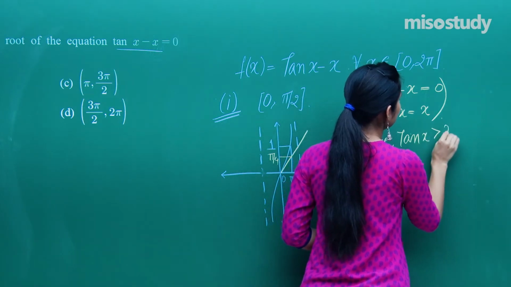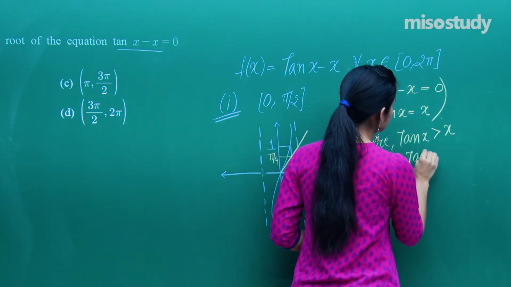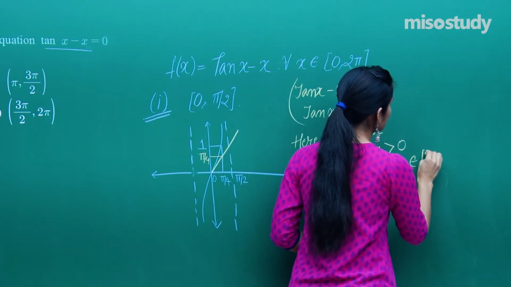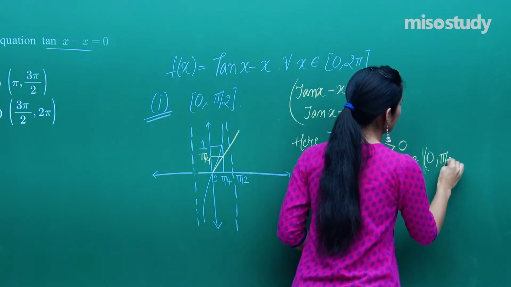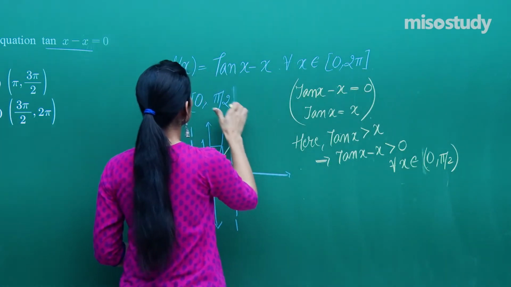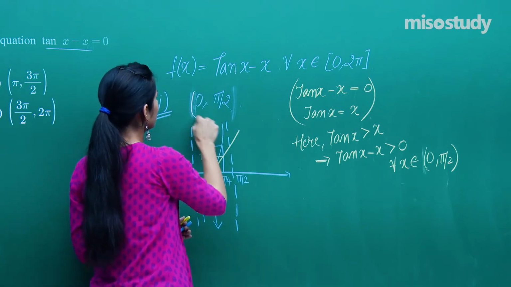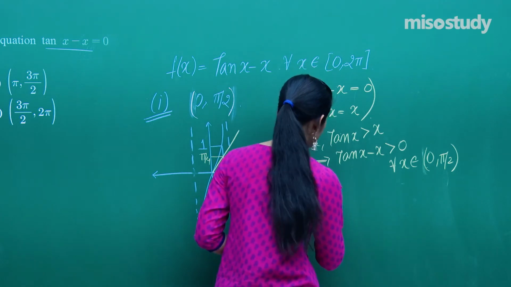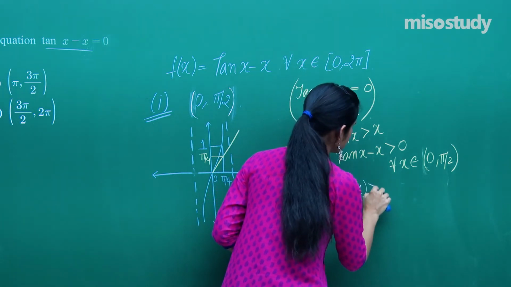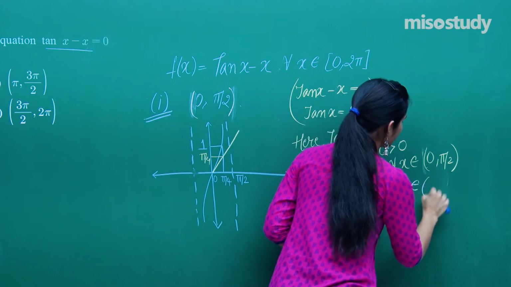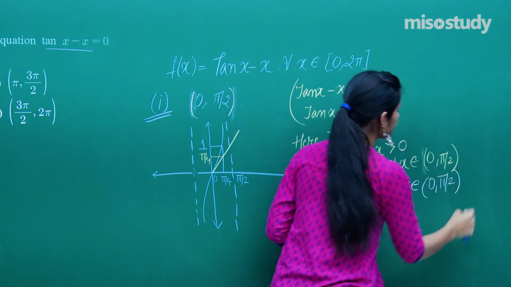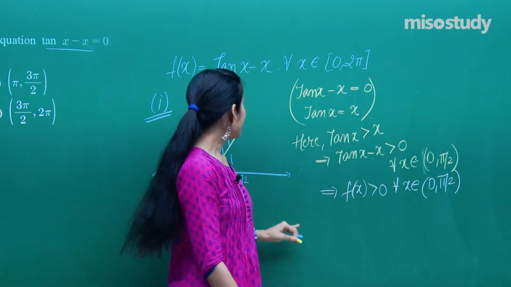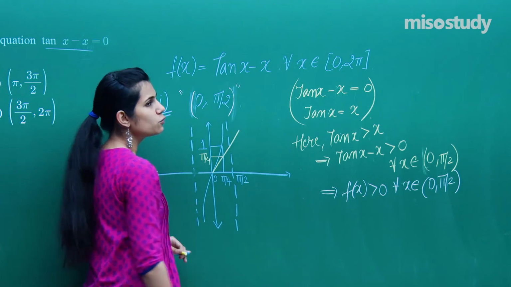So here tan x will be greater than x. This implies tan x minus x is greater than 0 for all x belonging to 0 to pi by 2. This 0 and pi by 2, they are not included. So over here, for all x belonging to 0 to pi by 2, tan x minus x is positive. This implies f(x) is positive for all x belonging to 0 to pi by 2. If f(x) is positive for all these x's, that means it is not 0. There is no root lying in 0 to pi by 2 for the function f.